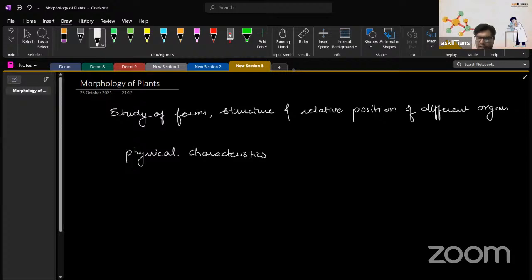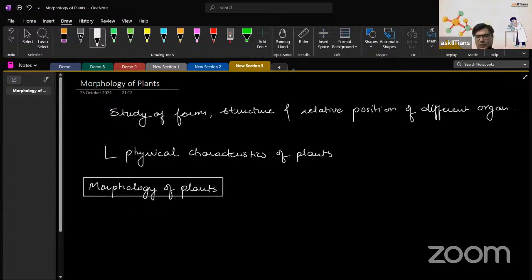When we are discussing plant morphology, plant morphology basically means that we are discussing the external form and structure of plants. Now, morphology of plant, that basically means here that we're going to discuss the physical characteristics of plants, right? Now, if you remember ever seeing a plant, I hope you do remember that usually a plant has some features that can be easily spotted, right?